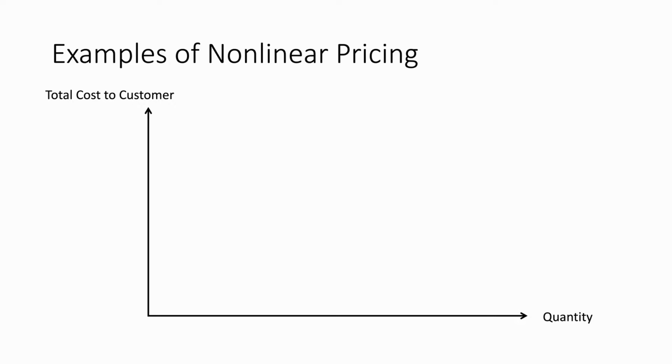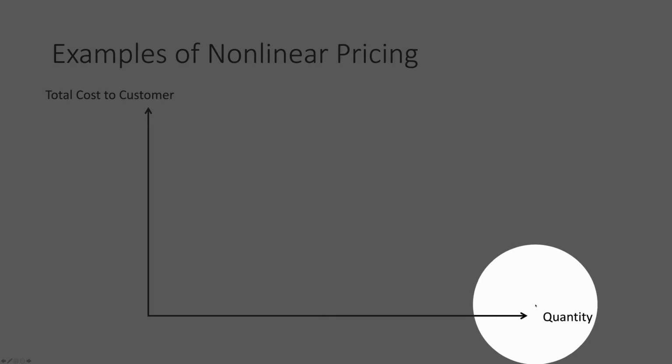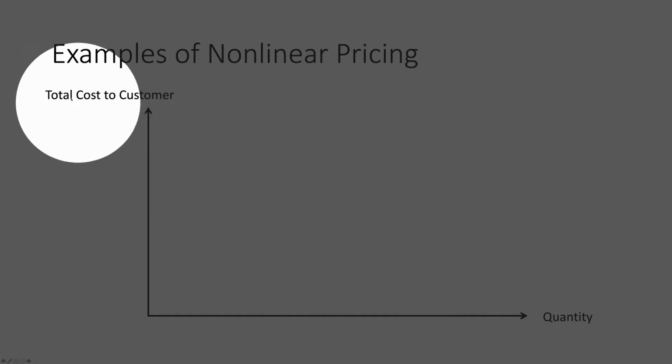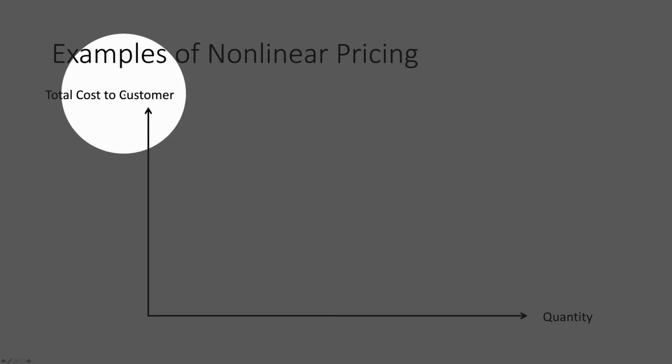Let me give you an example to compare nonlinear pricing to some of the other ways of pricing. On the horizontal axis, we have the quantity to the customer. On the y-axis, we have the total cost to the customer. Note that we are not looking at a demand curve. So this is not demand. This is the total cost to the customer.